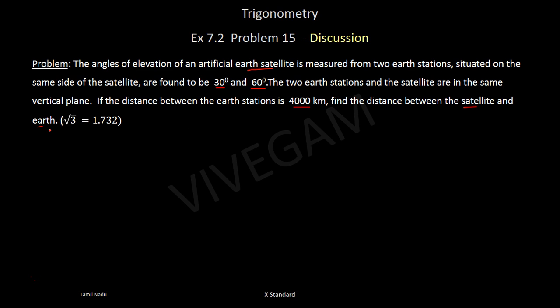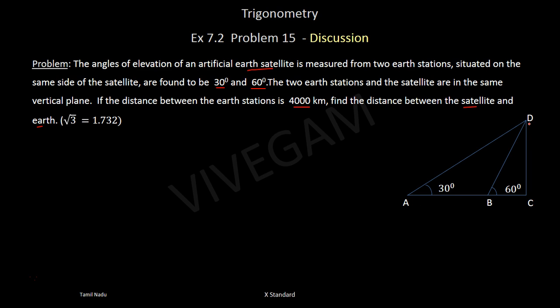Okay, so let's draw a simple diagram. A and B are the two Earth stations, and D is a satellite. They are in the same vertical plane, which means you can draw a simple figure like this. It means to say it is on the same plane. Okay, I'll explain it a little later. Now this is 30 degrees and this is 60 degrees. So A is an Earth station, B is an Earth station, and D is the satellite. The distance between the Earth stations, that is AB, is 4000 kilometers.